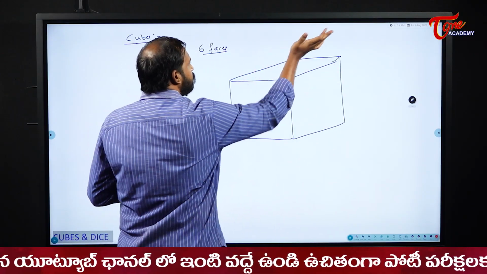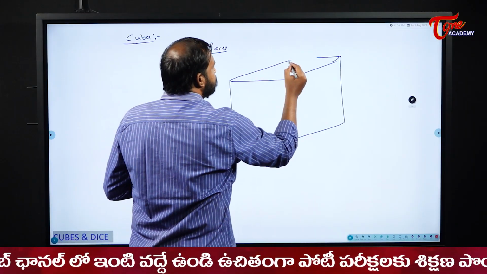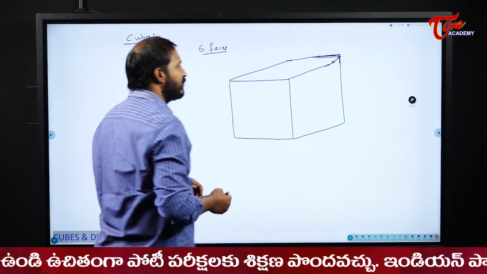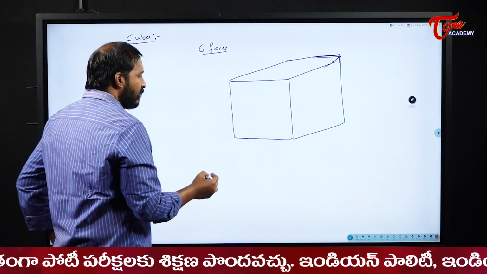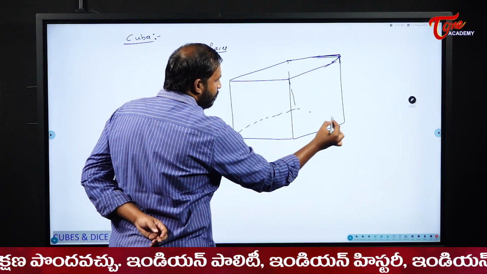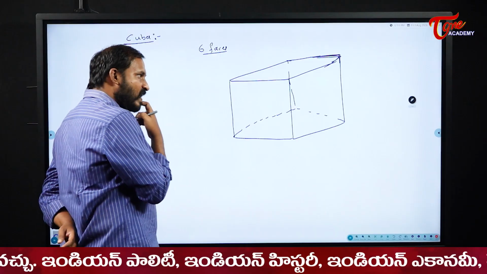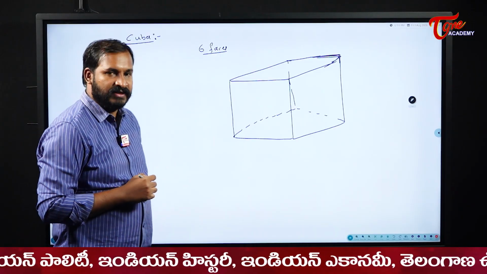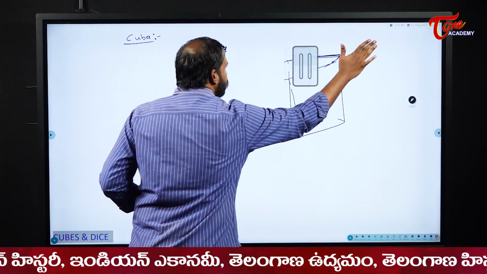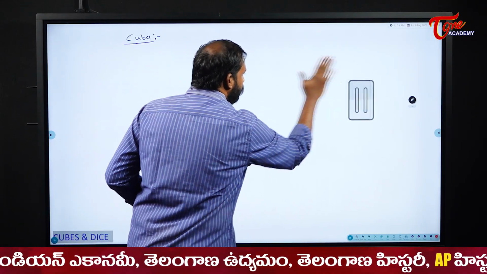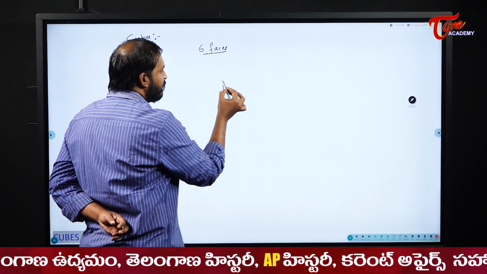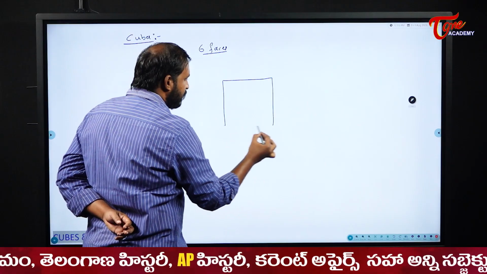A cube will have 6 faces. Now, okay, a cube will have 6 faces. So instead of that, let me do one thing. We will draw it very clearly. A cube contains how many faces? 6 faces. It looks like this, right?